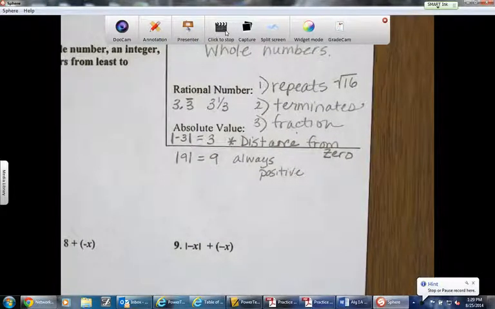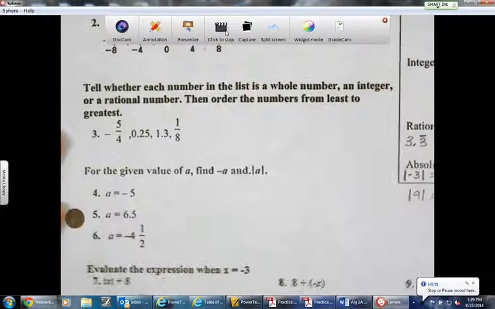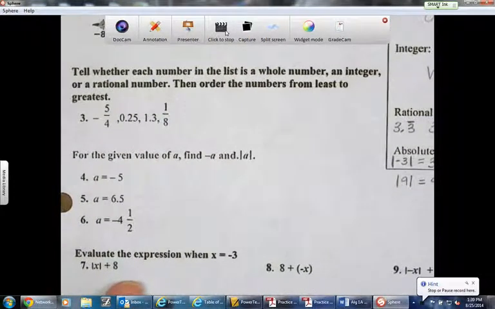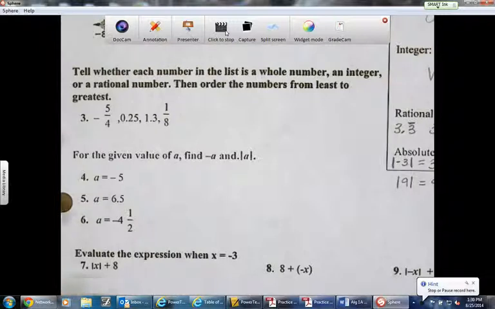Okay? All right. Let's go ahead and look at putting numbers in order. See what this says over here. This says, tell whether each number in the list is a whole number, an integer, or a rational number. Then order the numbers from least to greatest. So let's first of all go through and label what each of these is.